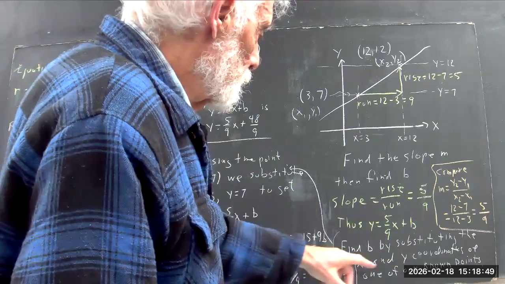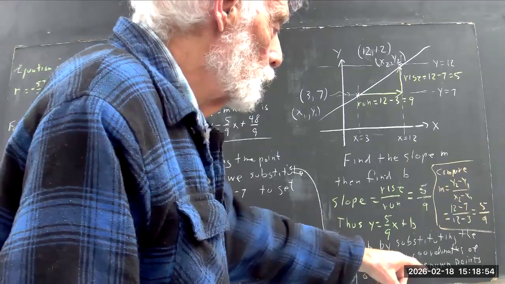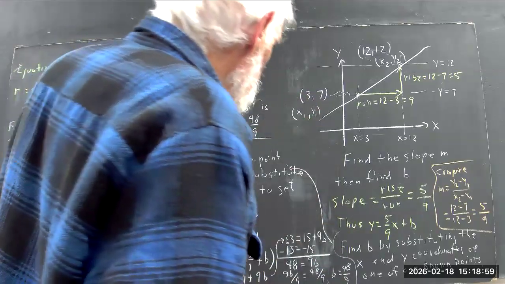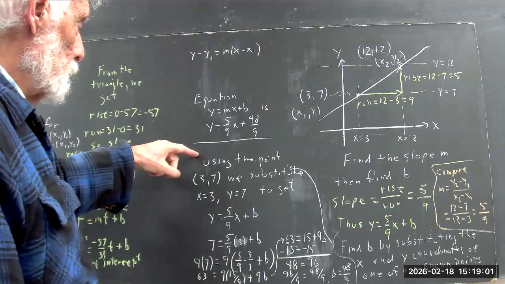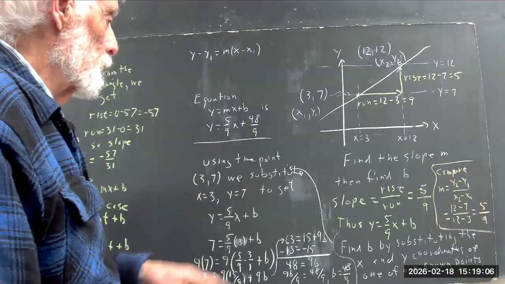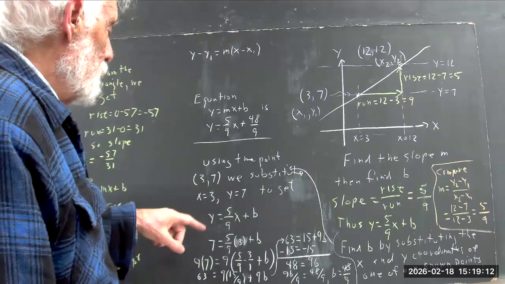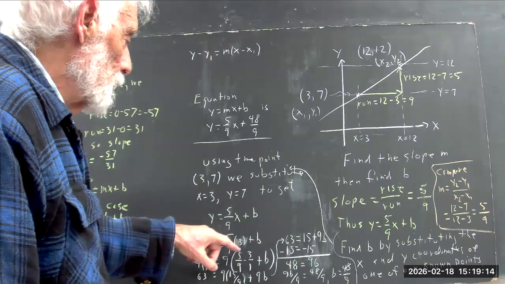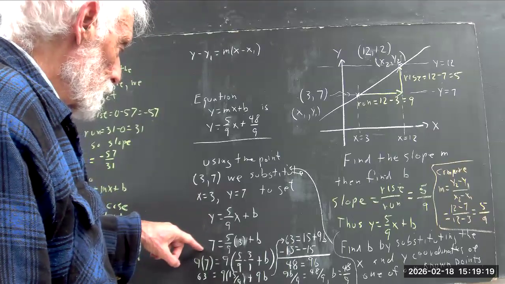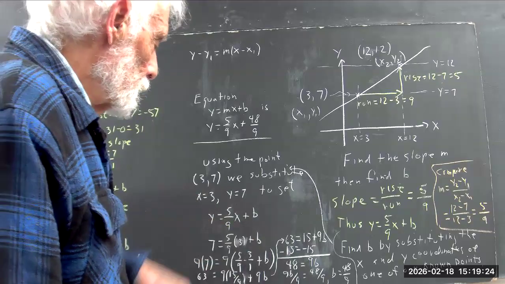We have the instruction written down here. We find b by substituting the x and y coordinates of one of our known points. We've chosen point 1, so we're going to let x equal 3, y equal 7. If we do that using the point (3, 7), we substitute x equals 3, y equals 7 into our equation, y equals 5/9 x plus b, and we get 7 equals 5/9 times 3 plus b. Again, y is 7, so our left-hand side is 7. We have 5/9 x, but x is 3, so we get 5/9 of 3 plus b.